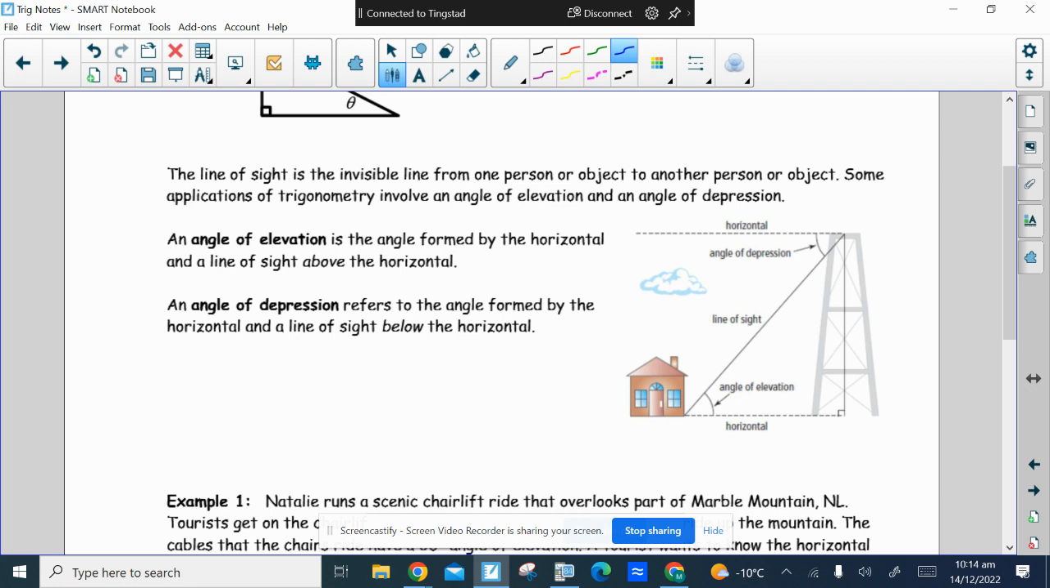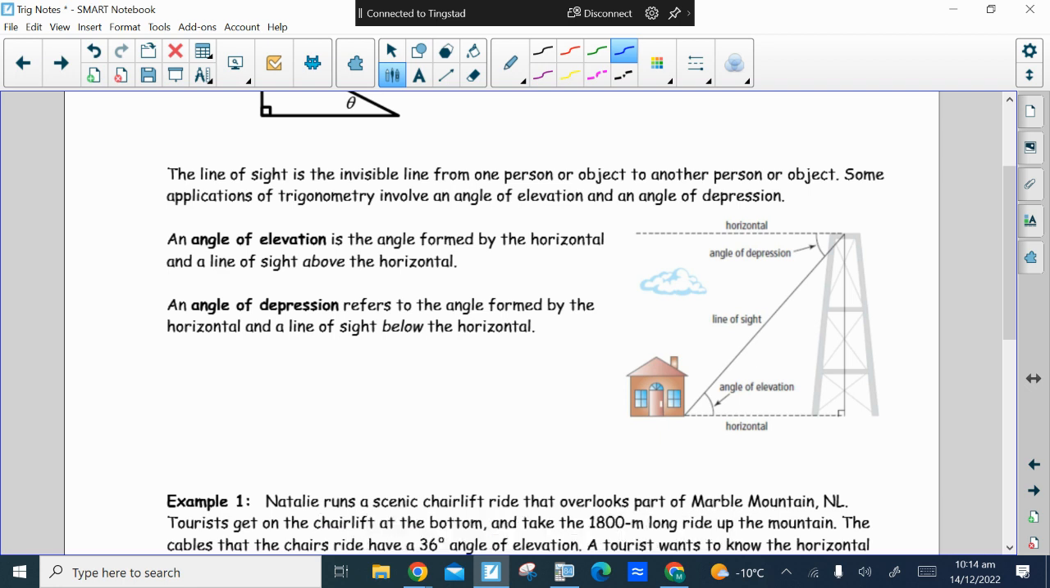Whereas the angle of depression is measured downwards from the horizontal. If you're up high and you're going to look down at an object that's lower, it's the angle that your eyes shift from looking straight out to down at that object. The angle of depression is measured downwards from the horizontal.